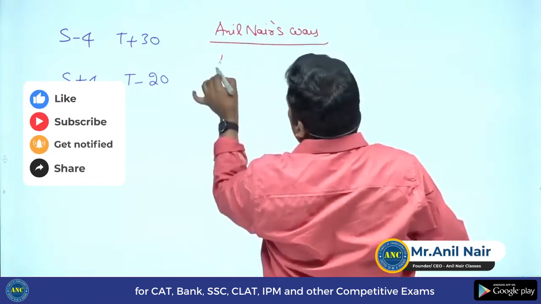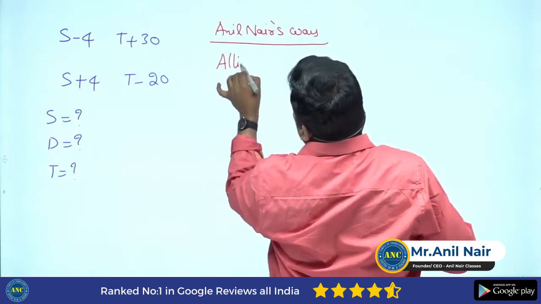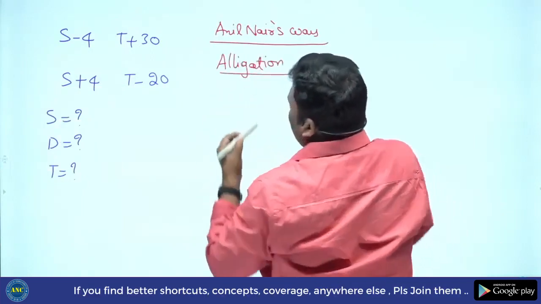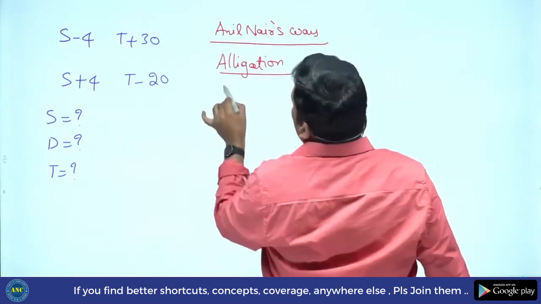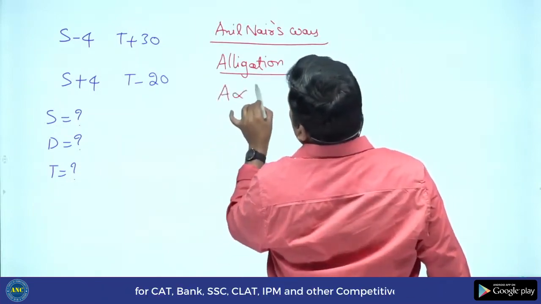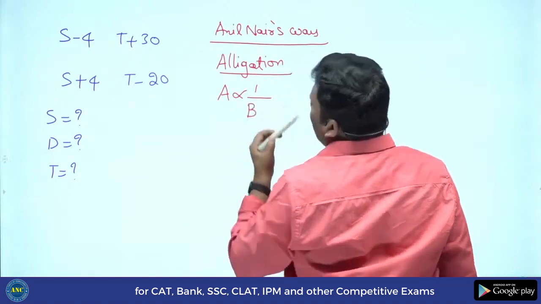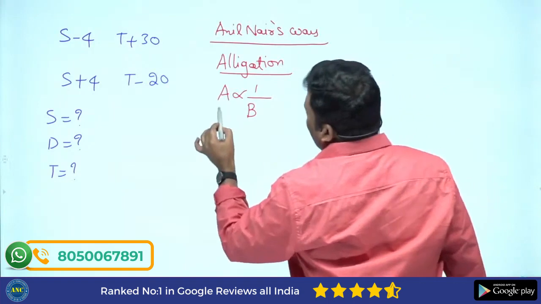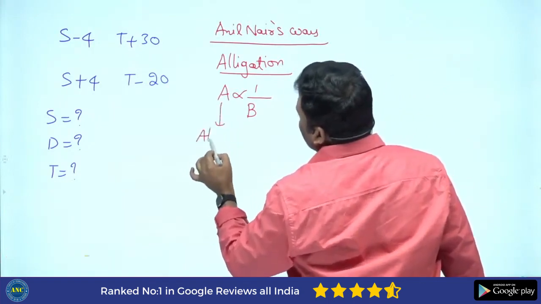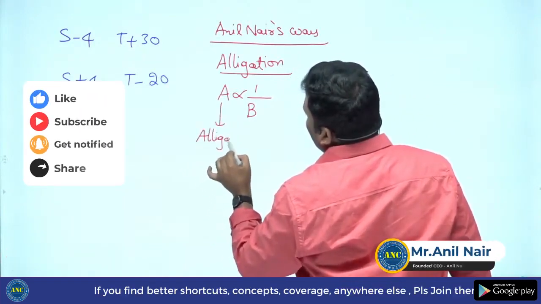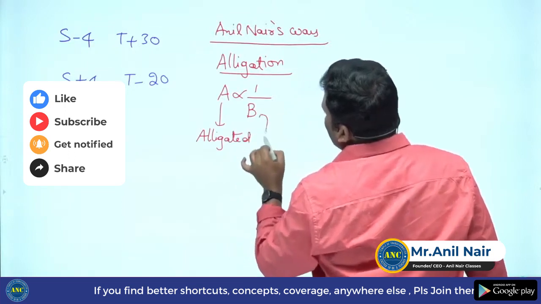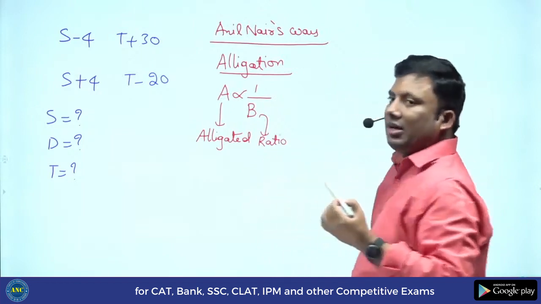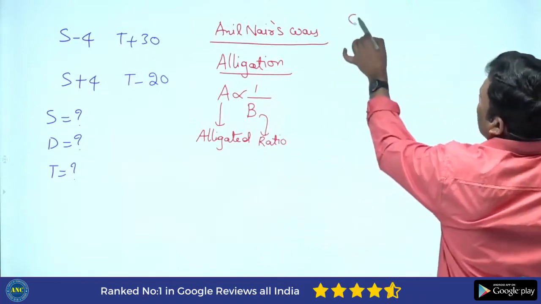There is a beautiful concept known as alligation, and how alligation can be used in time, speed and distance. If A is inversely proportional to B, and if A is alligated, I will get the ratio of B. I will write down the concept here.